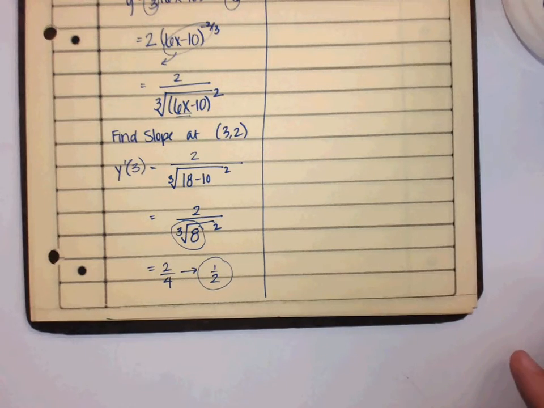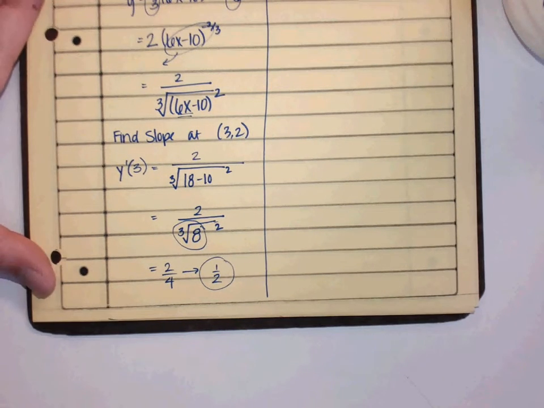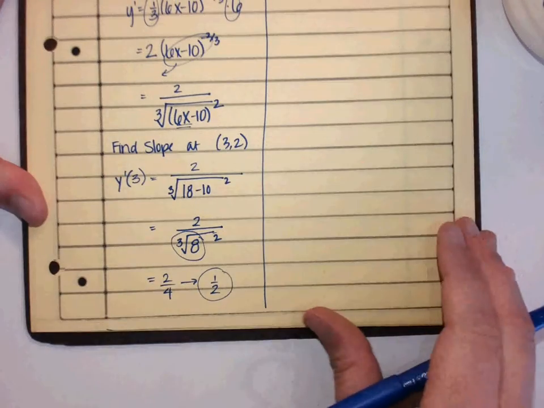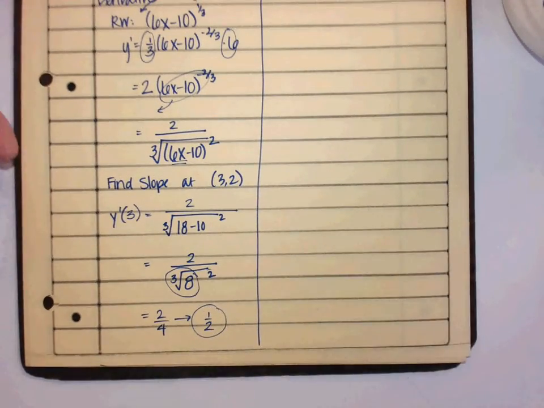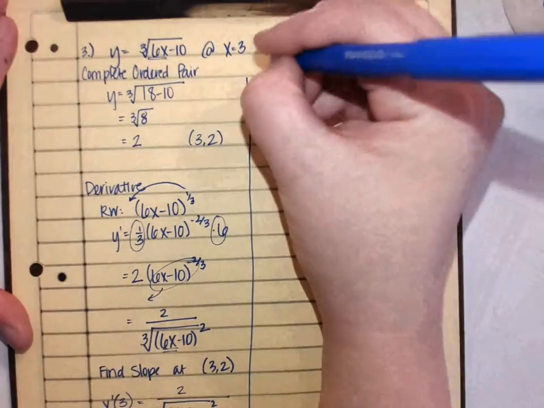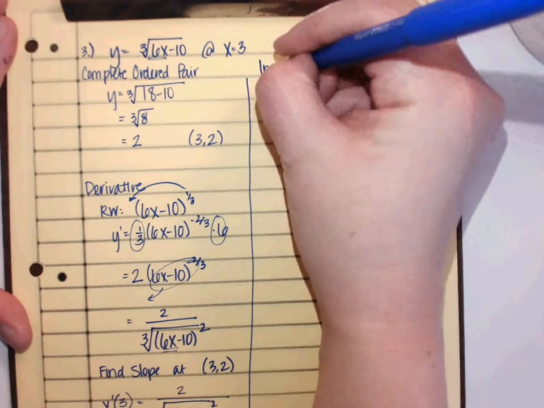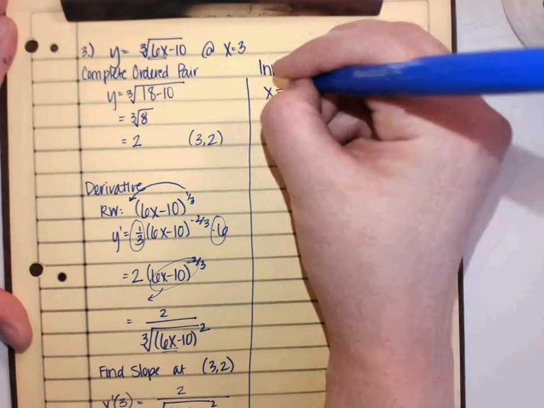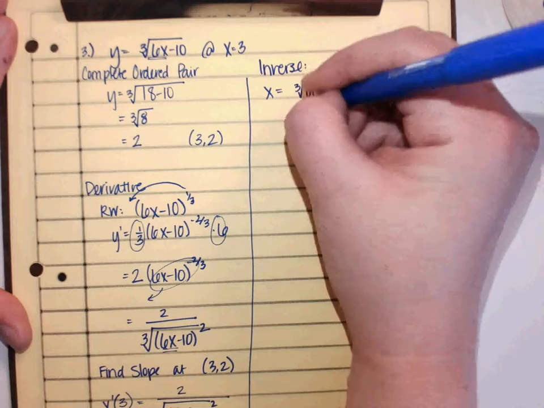Okay, now, if the left side comes out to a half, what should the right side come out to? 2. If that doesn't happen, you mess something up. So come back up to the top. What do we do first? Inverse, switch it up. We need the inverse. Switch your x and your y. So I got a half on the left side. Going to find my inverse, which is going to be x equals cubic root 6y minus 10.